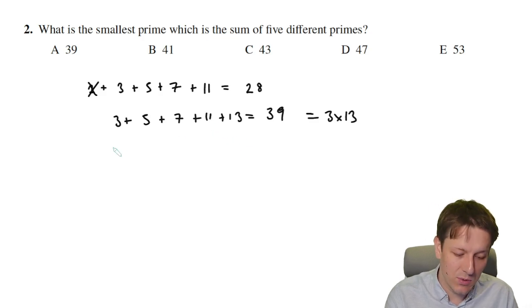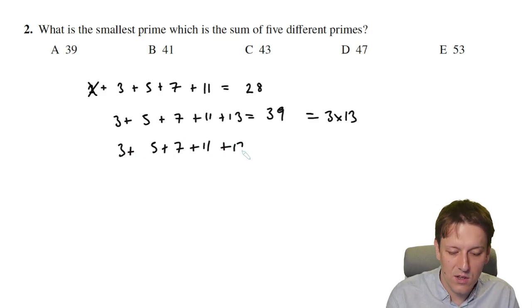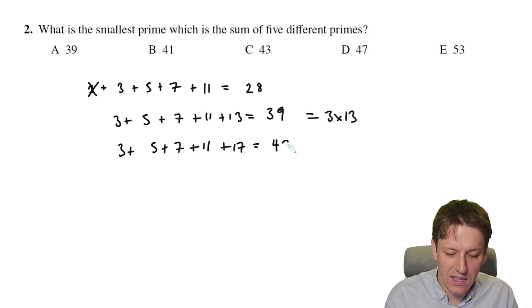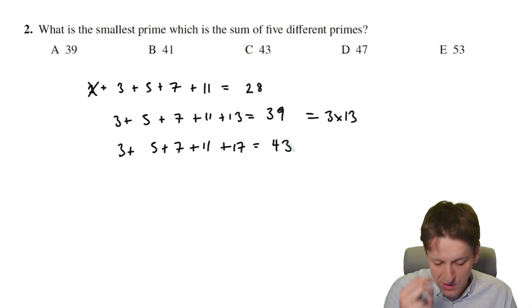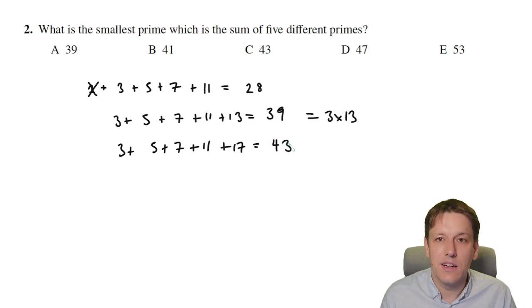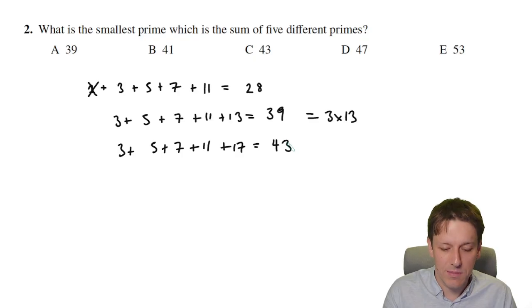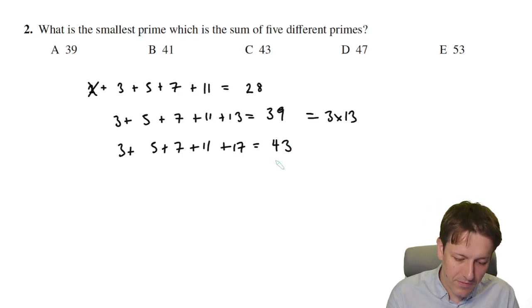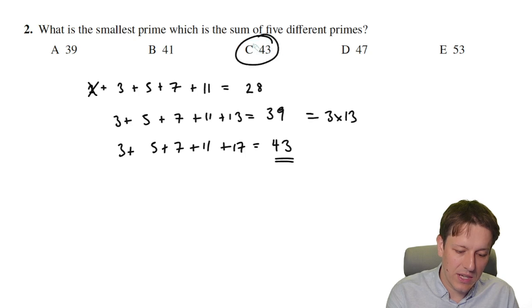To keep the total as small as possible, I want to try replacing the 13 with 17, and that gives me 43, and 43 is prime. We only need to check here 2, 3, and 5 are not factors for any 2-digit number. Remember, it's prime if 2, 3, 5, and 7 are not factors. We've only ever got to check up to the square root of the number and just prime numbers. So 43 is prime, and it's the smallest number we can get in that way.